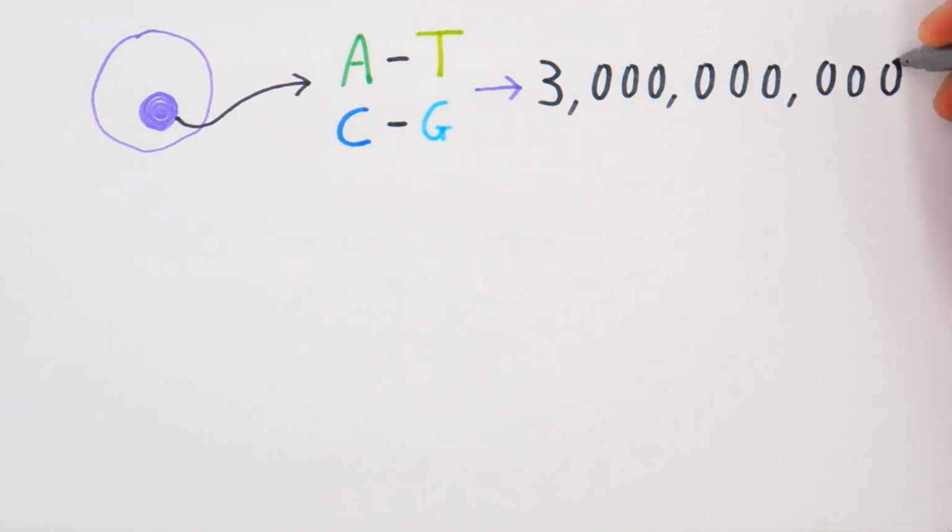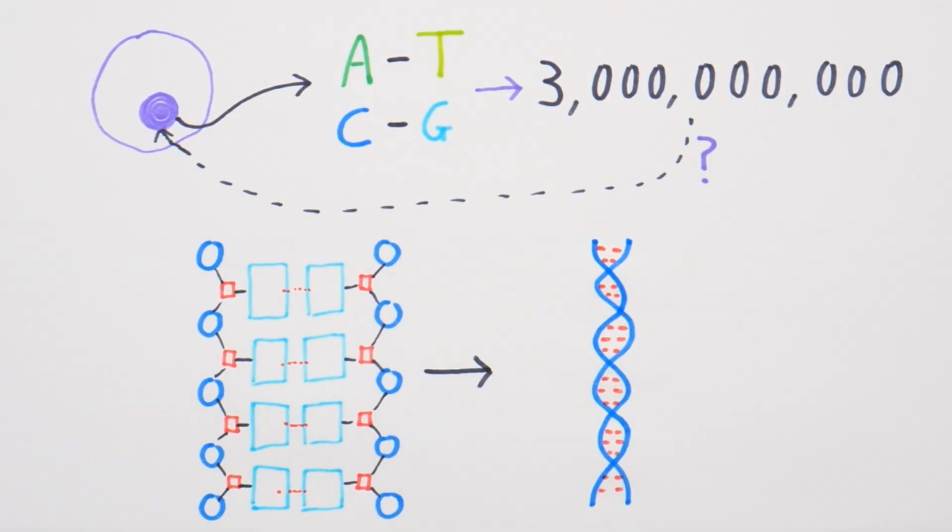But here's the thing. A typical human cell contains 3 billion bases, and the nucleus of a cell is really small. So how do 3 billion bases fit inside the nucleus? Wait, I know that one. DNA is shortened. How? By coiling.